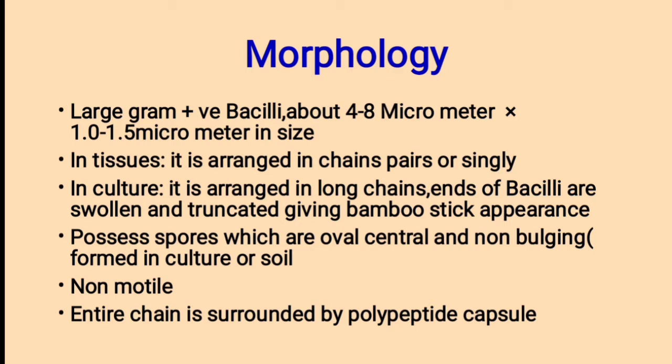They possess spores which are oval, central and non-bulging. It is always formed in culture or soil. They are non-motile organisms and the entire chain is surrounded by polypeptide capsule, so it is known as a capsulated organism.